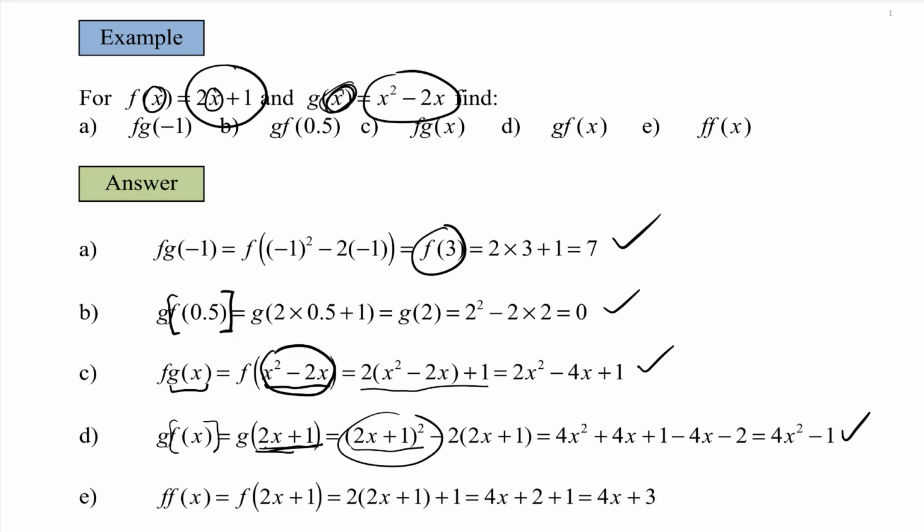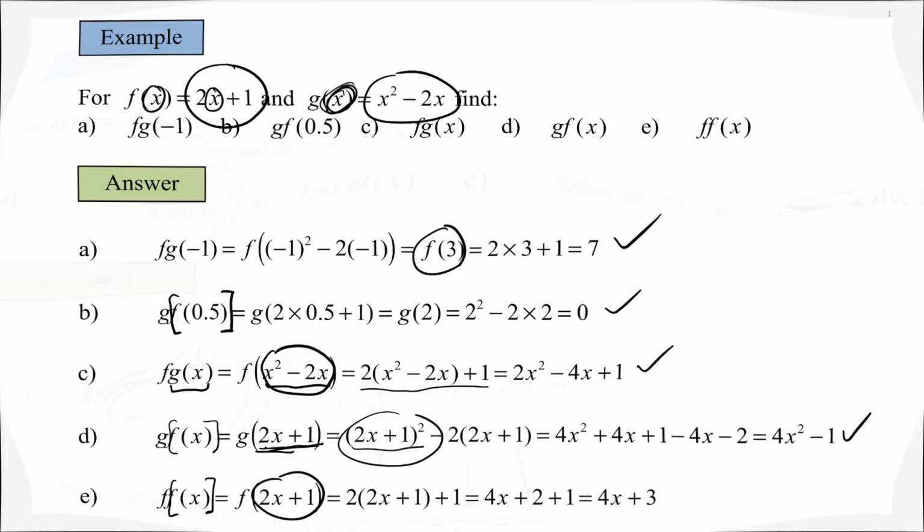And the last one, f of f of x. So a function of a function, same process. F of f of x, do the inside first. So f of 2x plus 1. And so this, the f function says 2 times whatever is in there plus 1. So 2 times 2x plus 1 plus 1. Expand the brackets and simplify: 4x plus 3.